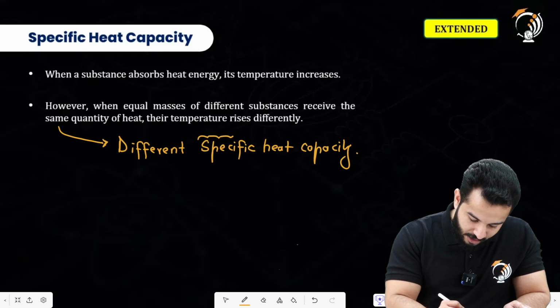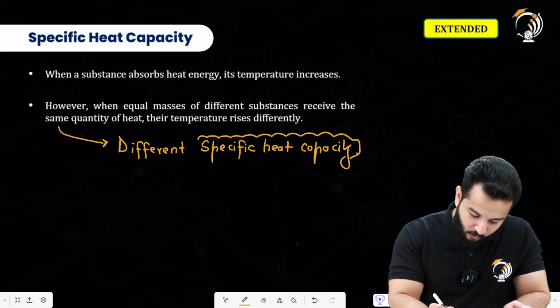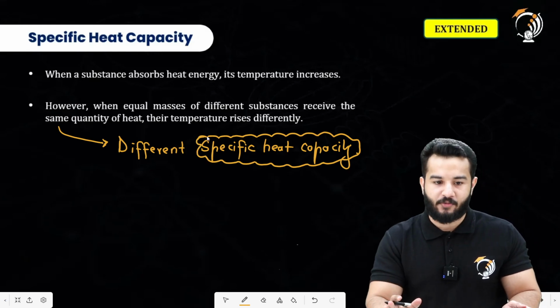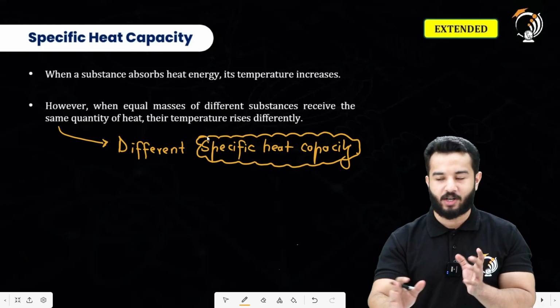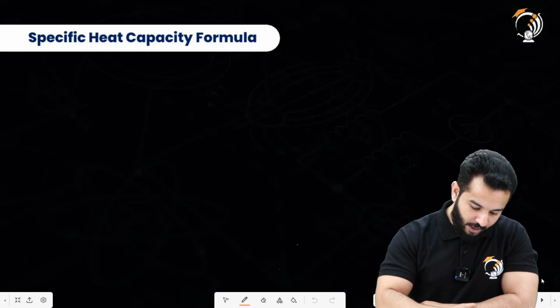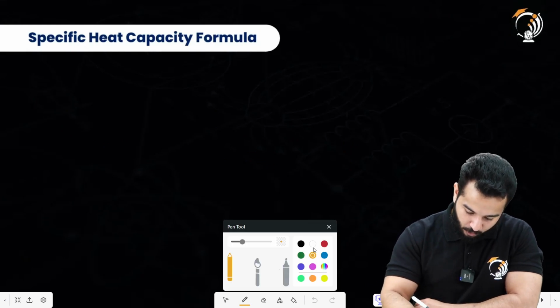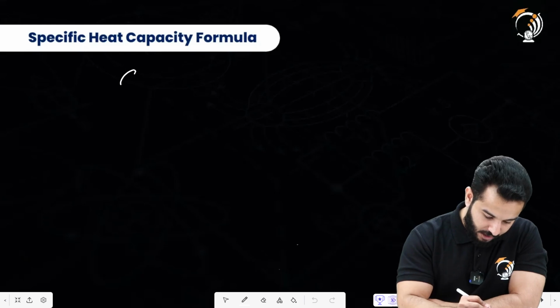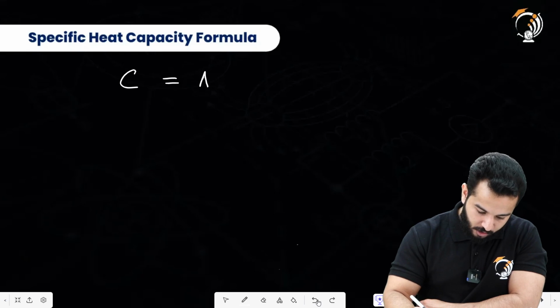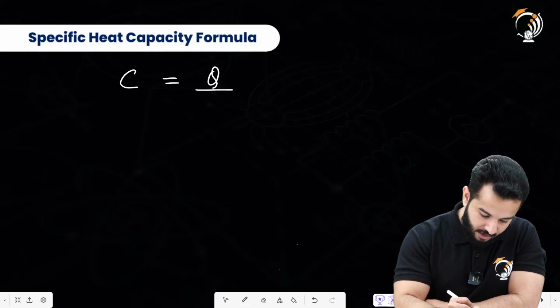So if someone says to you that we have got two bodies of the same material, that means they will have the same specific heat capacity, even if they have different mass or dimensions, right? We have already talked about the specific heat capacity formula. It is nothing but ΔQ, or you can simply write it as Q, that is heat, divided by m times ΔT.